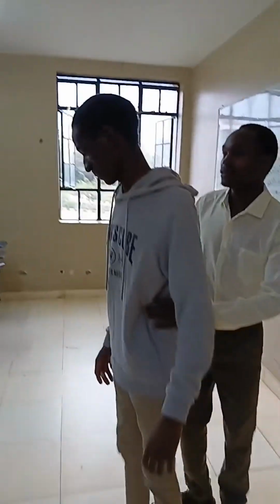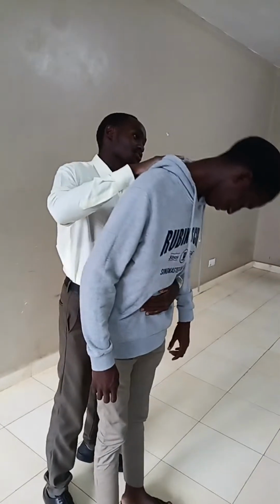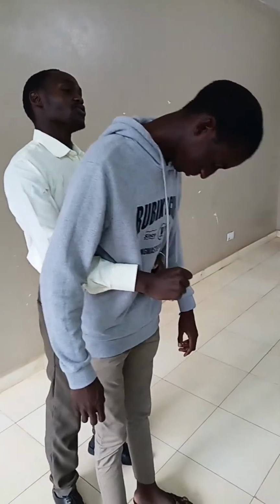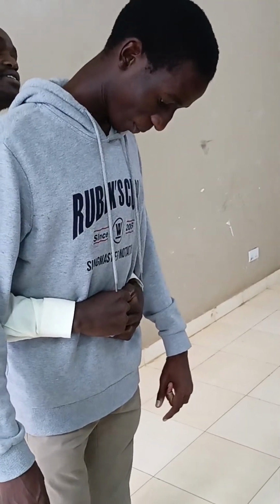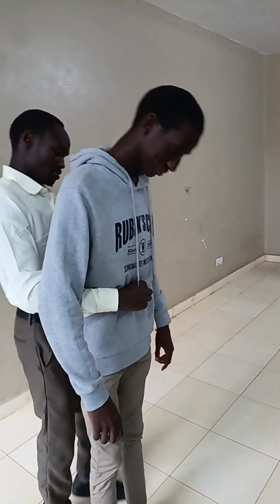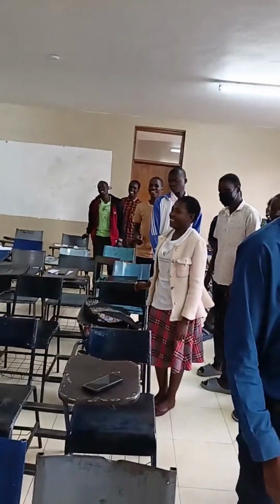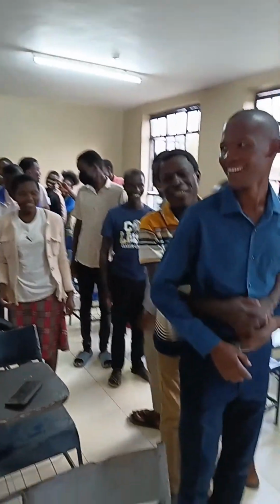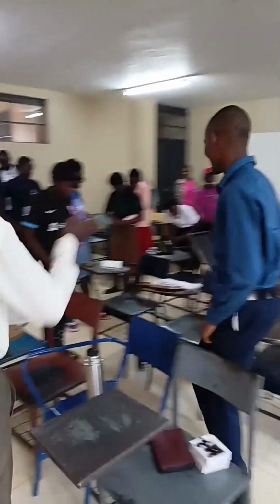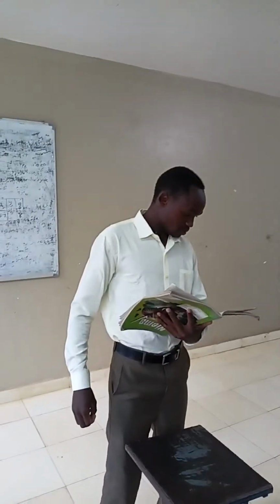So the first thing you do, you stand behind the person, then you wrap around the waist. Then you clench your fist, then you put it slightly above the navel. Then you do a total of 5 abdominal thrusts.